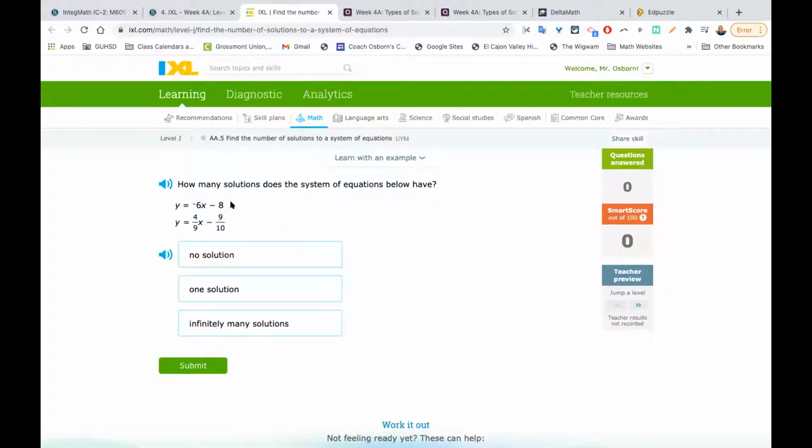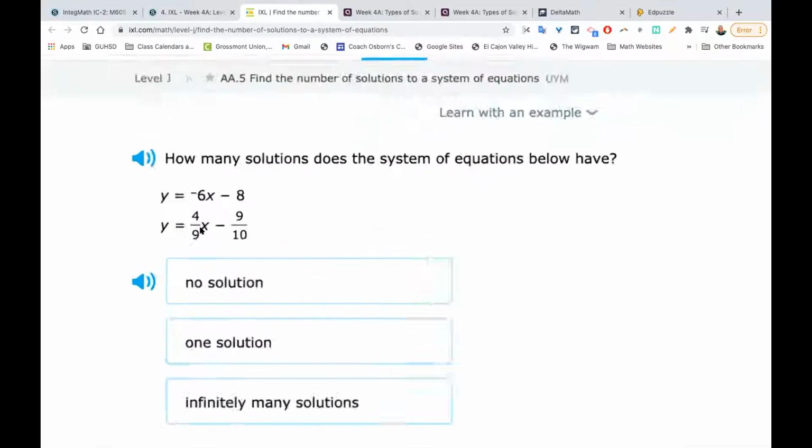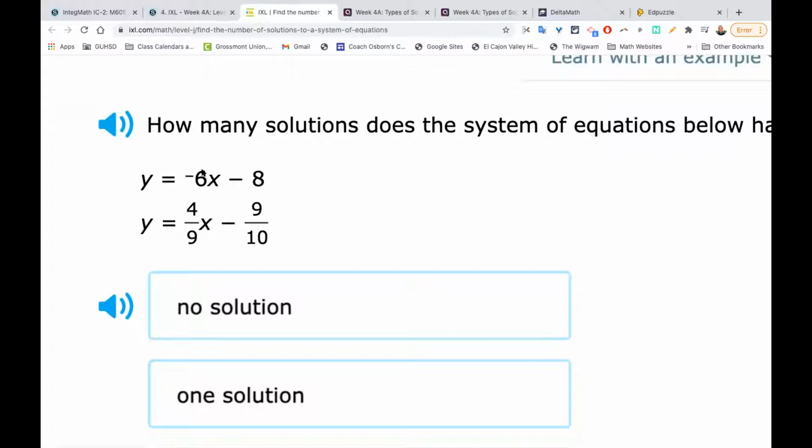Now you don't have a graph. You're just looking at the equations. We'll talk about how to figure these out here in the notes. We'll take some notes on how to figure those out, and you'll see that in the Edpuzzle as well. But basically, just by looking at the equation and the slope and the y-intercept, or the b's, you can figure out how many solutions it has.